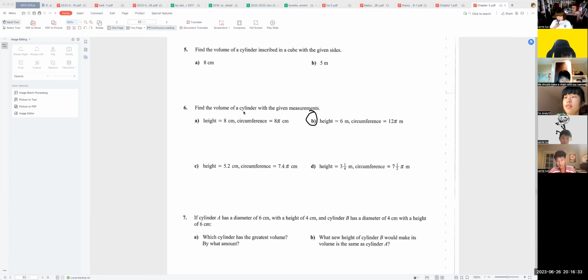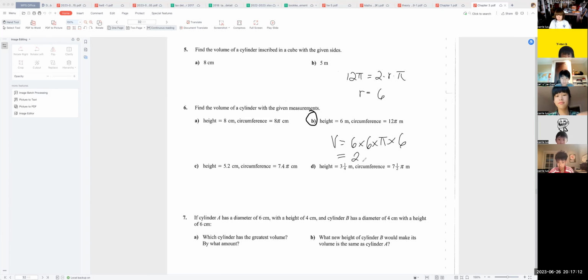Okay, so let's take a look at this one. 有没有人告诉我？Okay, so let's take a look at this one. How to do this one? 没有人会做，circumference 是12派，对不对？So equals 2 times r times pi. So radius equals what? Equals 6. So the volume equals 6 times 6 times pi times 6. So equals what? 216 pi.